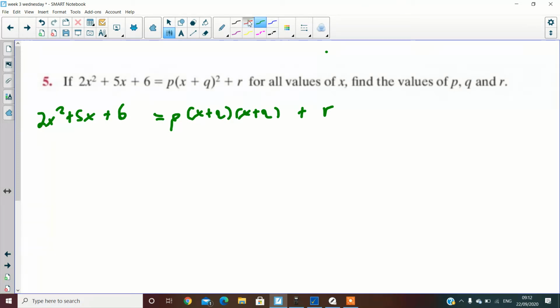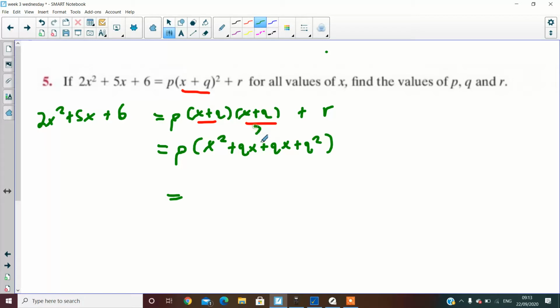Here, what we have is 2x squared plus 5x plus 6 equals p multiplied by (x plus q) squared plus r. (x plus q) squared means (x plus q) by (x plus q). I'm going to multiply that out. So it's going to be p times x squared plus qx plus another qx plus q squared. Going to multiply in by p.